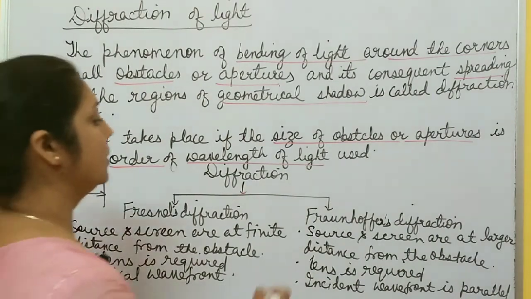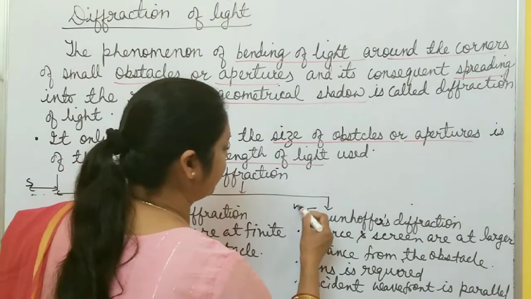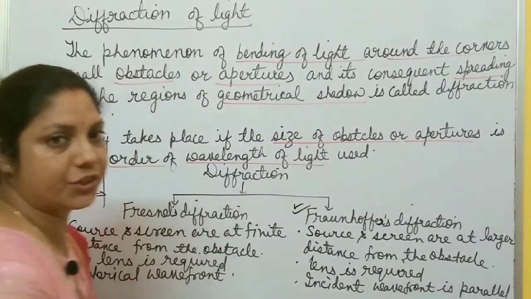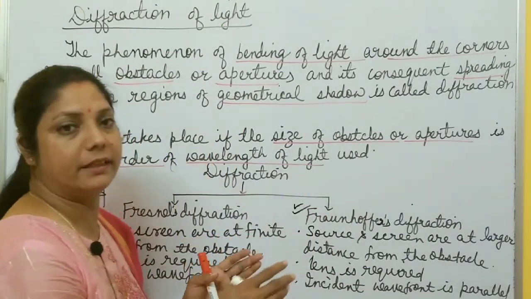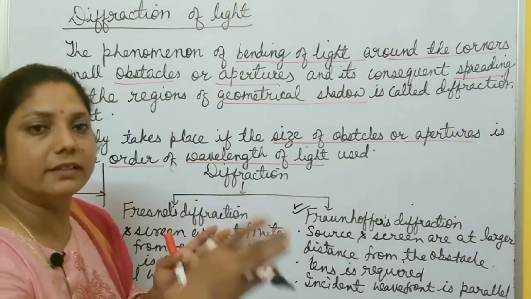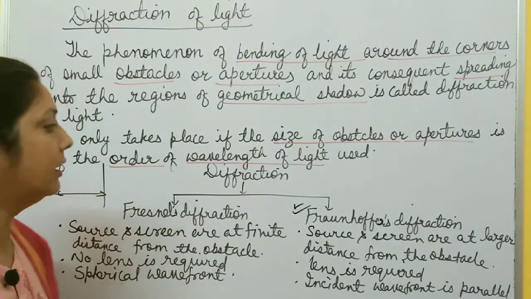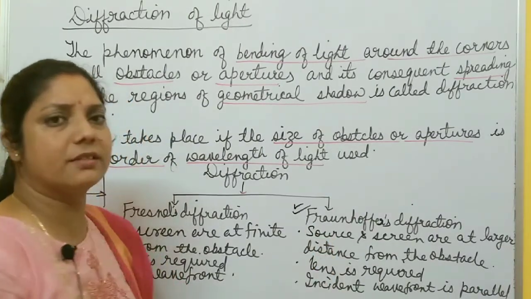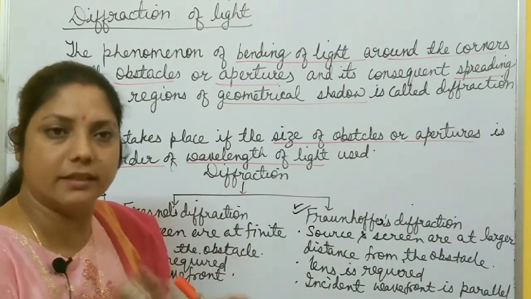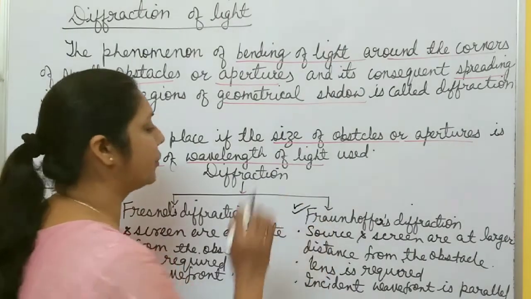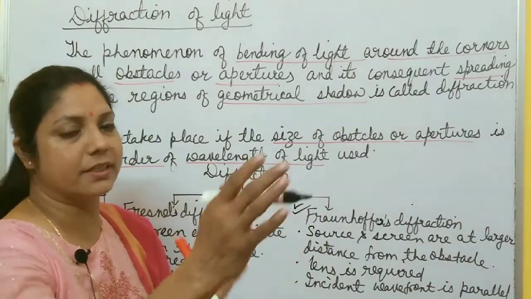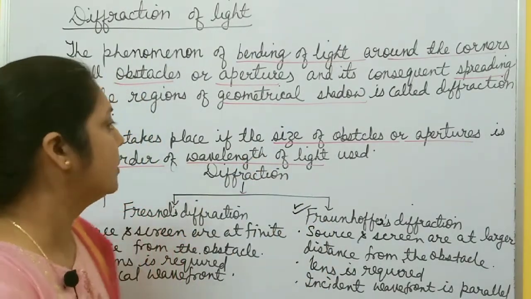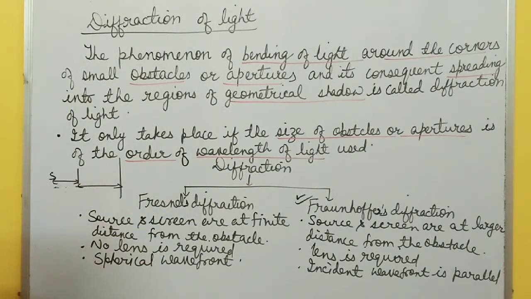In your syllabus, we will discuss only this Fraunhofer type of diffraction, where the source and a screen are kept at a very large distance from the obstacle. In your syllabus, it is not given as Fraunhofer, just diffraction due to a single slit, but that diffraction is of Fraunhofer type. It means the source and screen are at a larger distance. So please take a screenshot of this one.